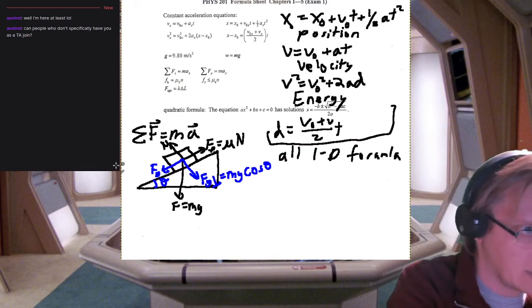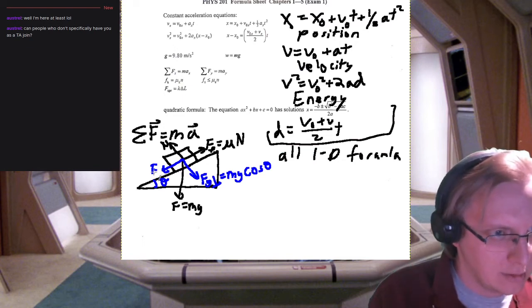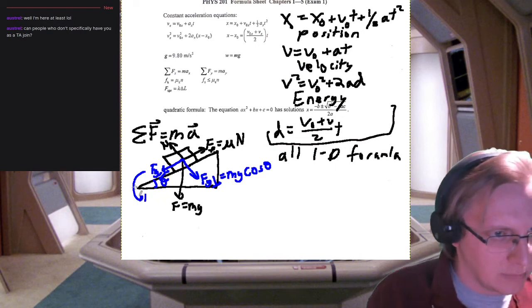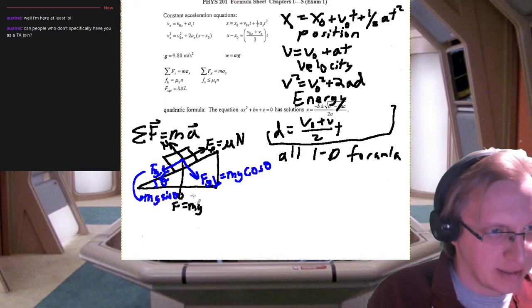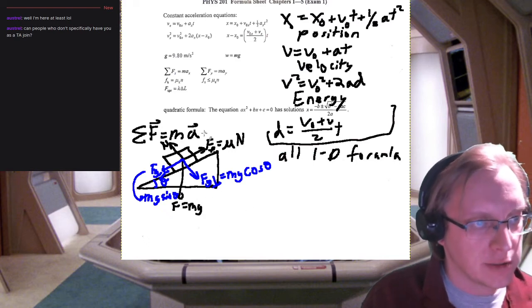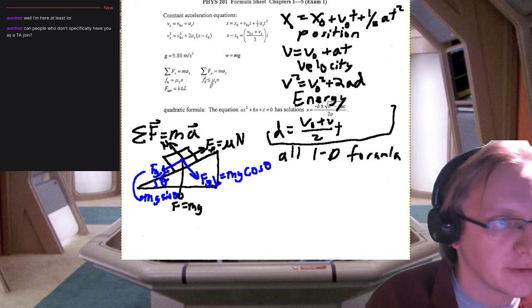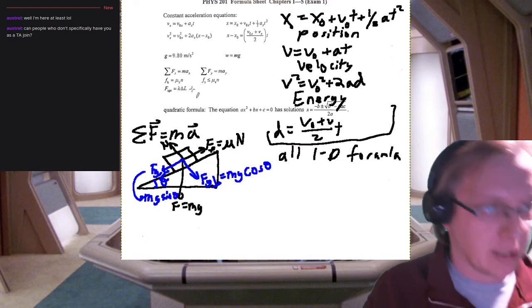And then I have force gravity parallel, and that comes out to be mg sine theta. And so you can sum these going this way with the parallels, and you sum these with the perpendiculars, and you do all kinds of lovely things with that. And that may or may not be on this exam.